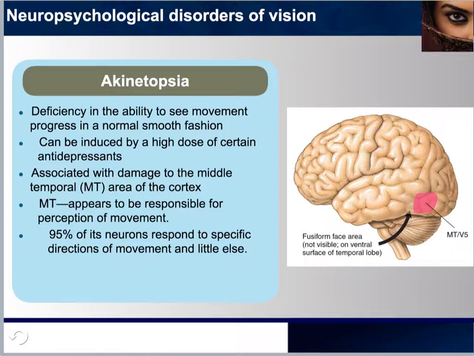This particular disorder is associated with damage to the middle temporal area of the cortex. And so you can see here and appreciate that the fusiform face area that we spoke about earlier would be inside. It would not be in the outer part of the cortex, it's subcortical. And then the MT/V5 would be this pink area here. The MT/V5 appears to be responsible for perception of movement. In fact, 95% of its neurons respond to specific directions of movement and little else.